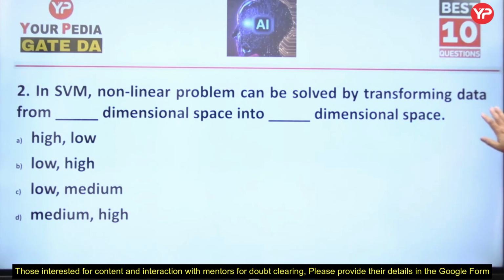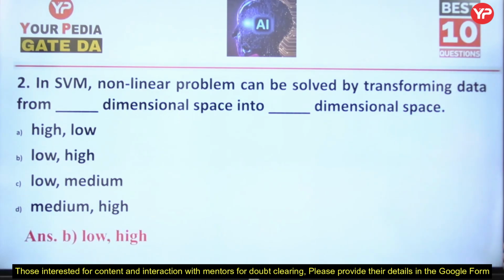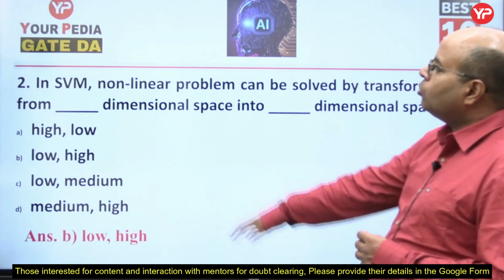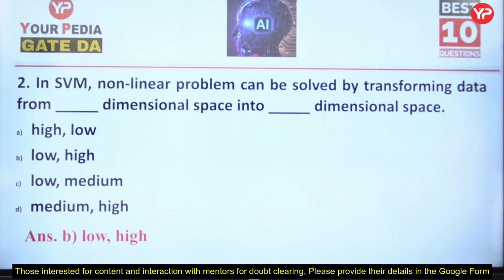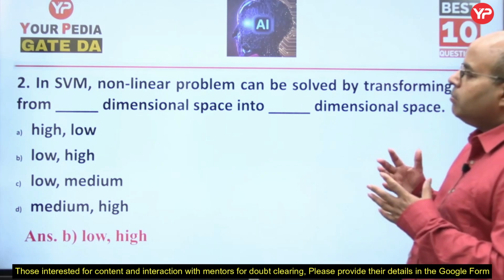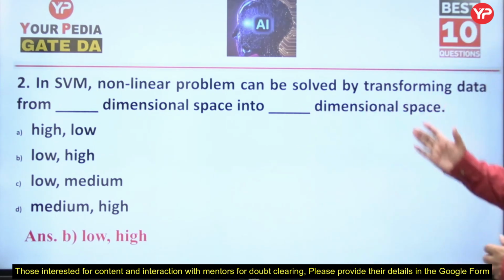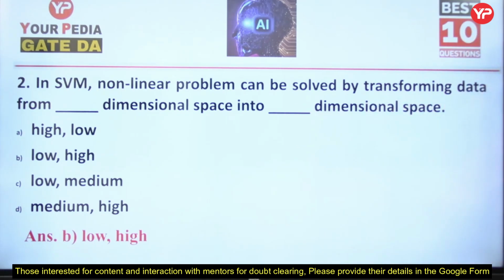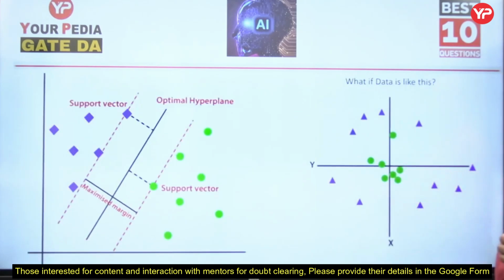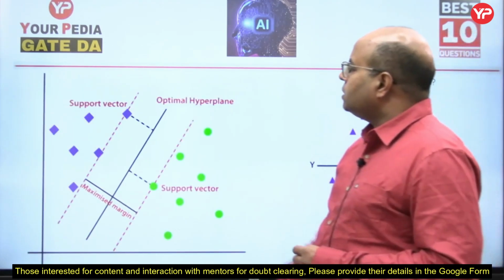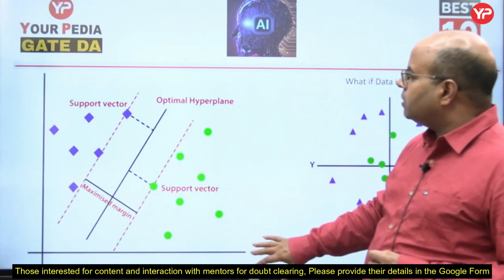So now let us proceed. The answer is low, high. So in SVM, a non-linear problem can be solved by transforming data from low dimensional space into high dimensional space. Why? You see here, this is the support vector machine concept.